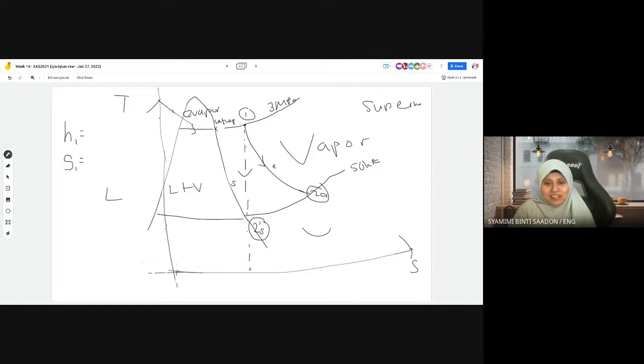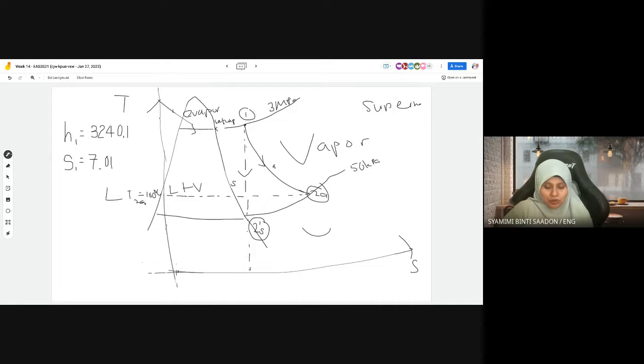Find the enthalpy at point 2A and the enthalpy at point 2S also. Because we know the pressure is 50 kilopascal, 2A and 2S are the same. And the temperature for 2A is 100 degrees Celsius, because given the turbine, the steam leaves at 50 kilopascal and 100 degrees Celsius. For 2S we don't know, it's not given. But the temperature for 2A is 100 degrees Celsius.